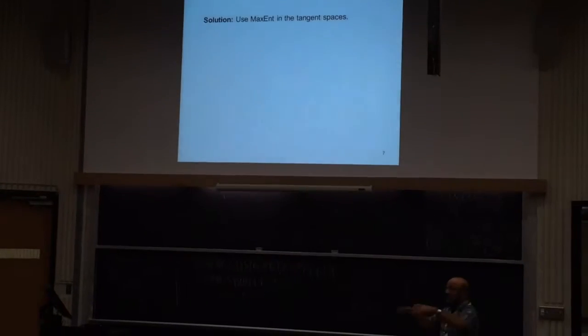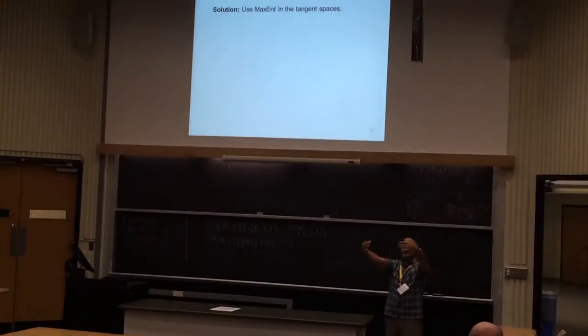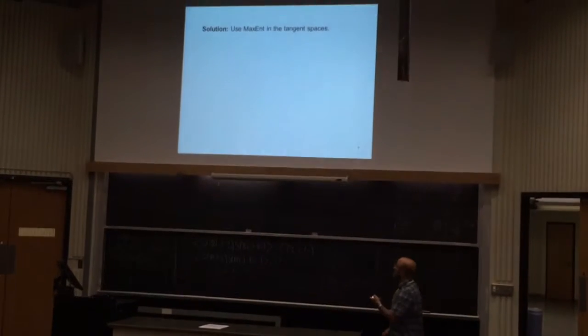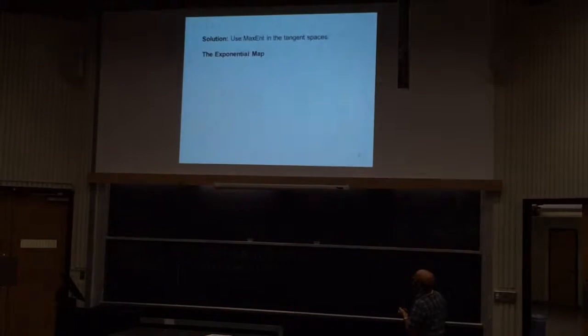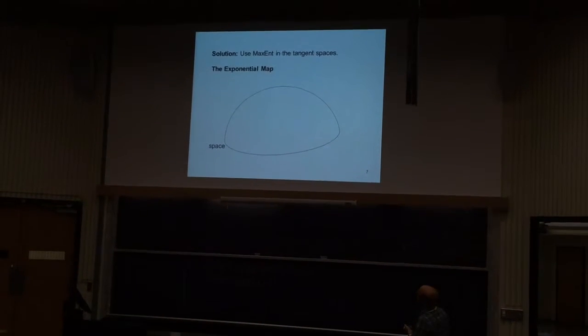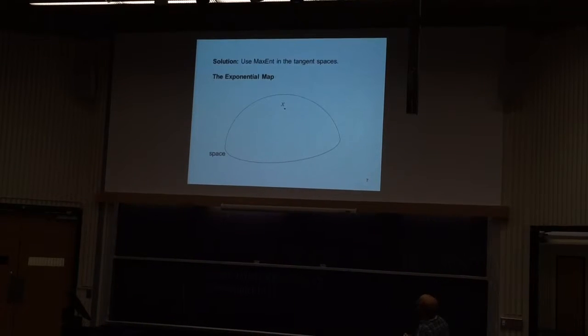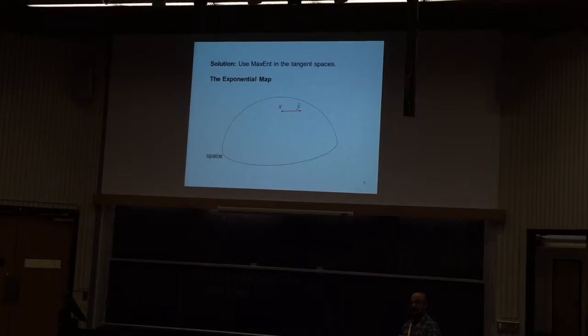Anyway, in order to project that probability distribution that I have on the tangent spaces onto the curved space, I need a trick. The trick is called, in mathematics, the exponential map. And it goes like this. Suppose you have a curved space. Pick a point. At that point, you can consider a vector.